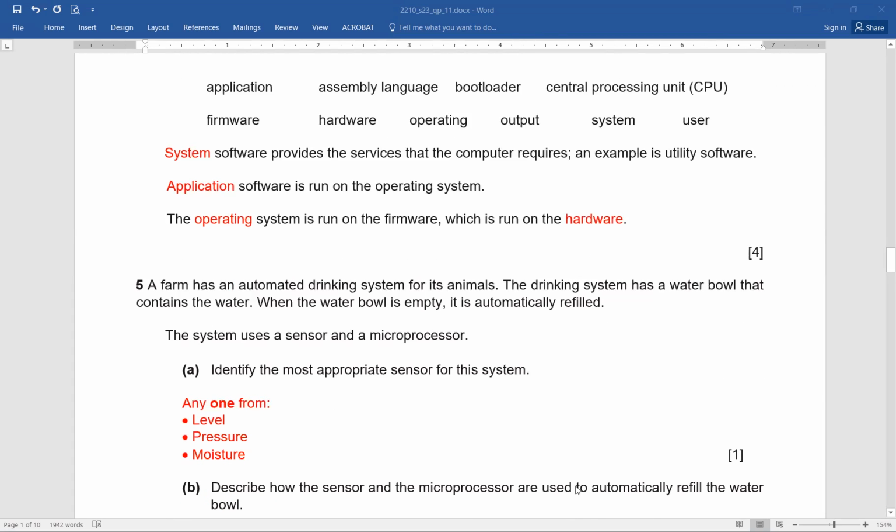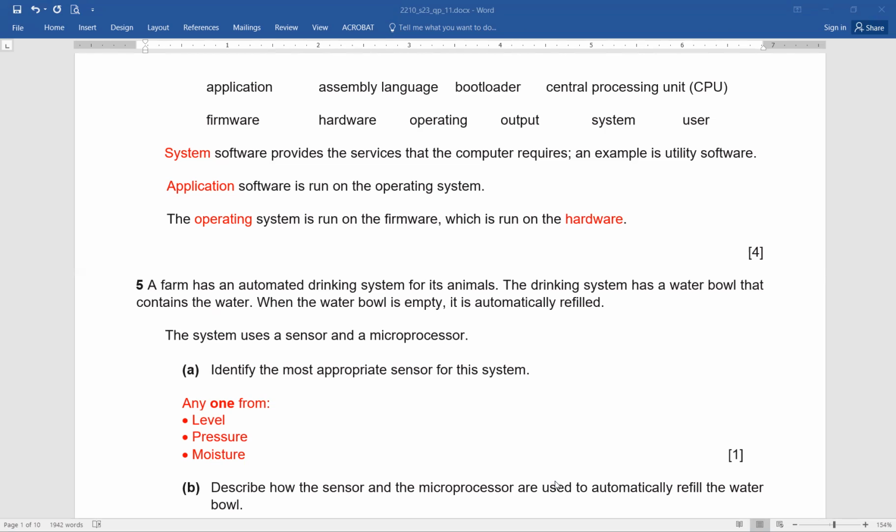Easy? Okay, question number 5. A farm has an automated drinking system for its animals. The drinking system has a water bowl that contains the water. When the water bowl is empty, it is automatically refilled. The system uses a sensor and a microprocessor. Identify the most appropriate sensor for the system.